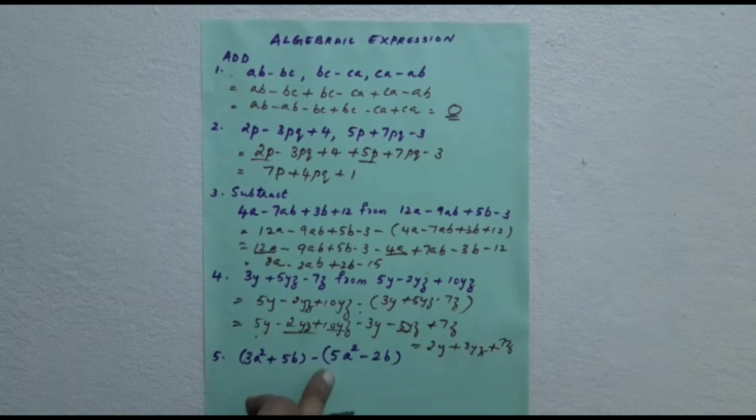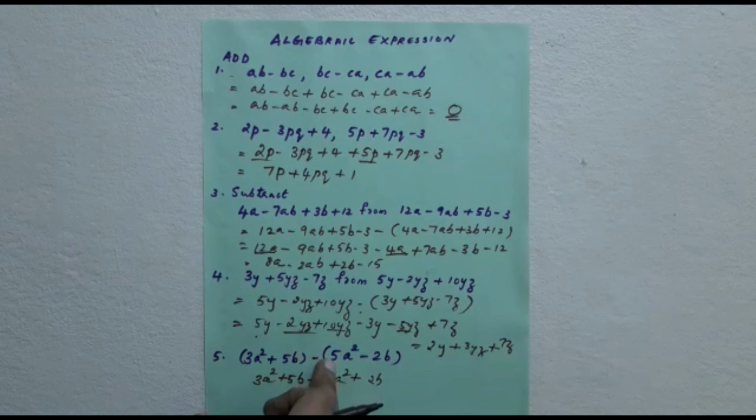And next one, the word from is not there, but there is a minus sign in front of the bracket, so you have to open the bracket. 3a square plus 5b minus 5a square plus 2b, because minus 1 into minus 2b becomes plus 2b. While arranging, 3a square and minus 5a square are like terms. The variables are the same and the power must also be the same. So 3a square minus 5a square becomes minus 2a square, and 5b plus 2b is 7b.